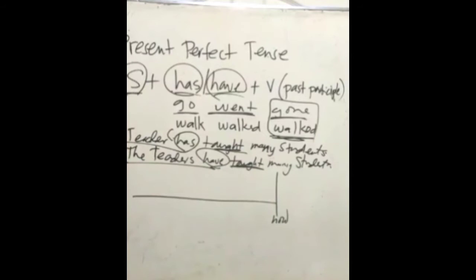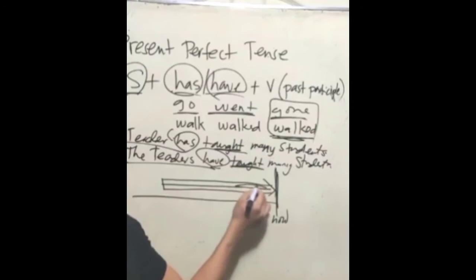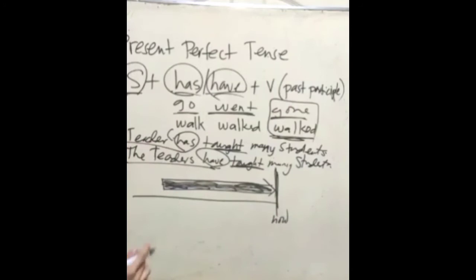If this is now, the action started to happen in the past and has just finished, or is continuously happening now. And this one must be an uncut period. This is a period of time. That means the action is happening all the time from the past until now.